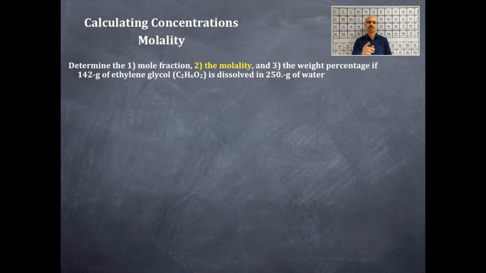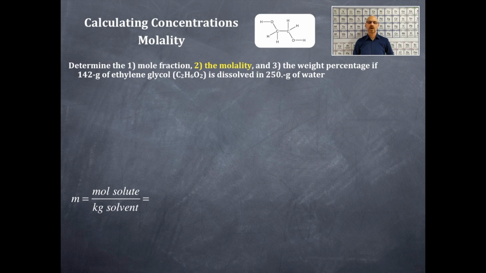Okay, so let me read this to you. It says determine the molality, if 142 grams of ethylene glycol, that's C2H6O2, is dissolved in 250.0 grams of water. There's the expanded formula here for ethylene glycol. I already talked about it: it is in radiators to prevent either boiling over of the radiator or freezing of the radiator.